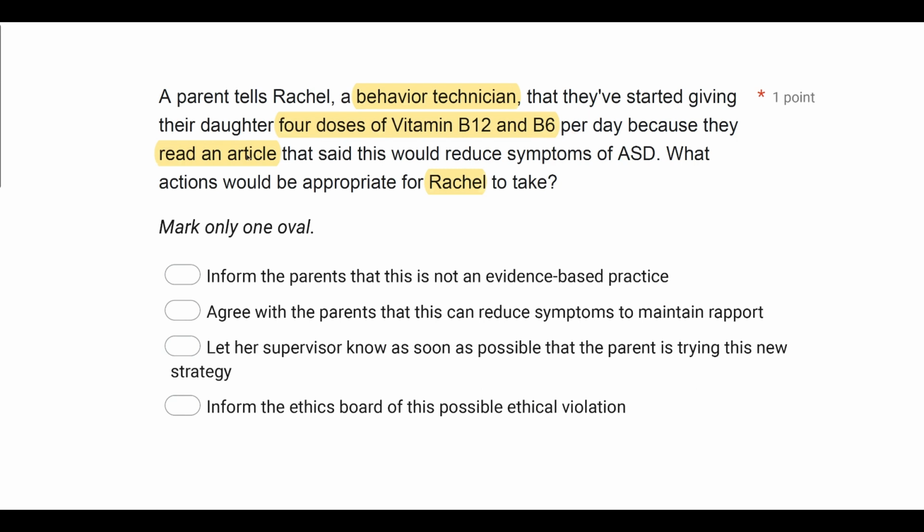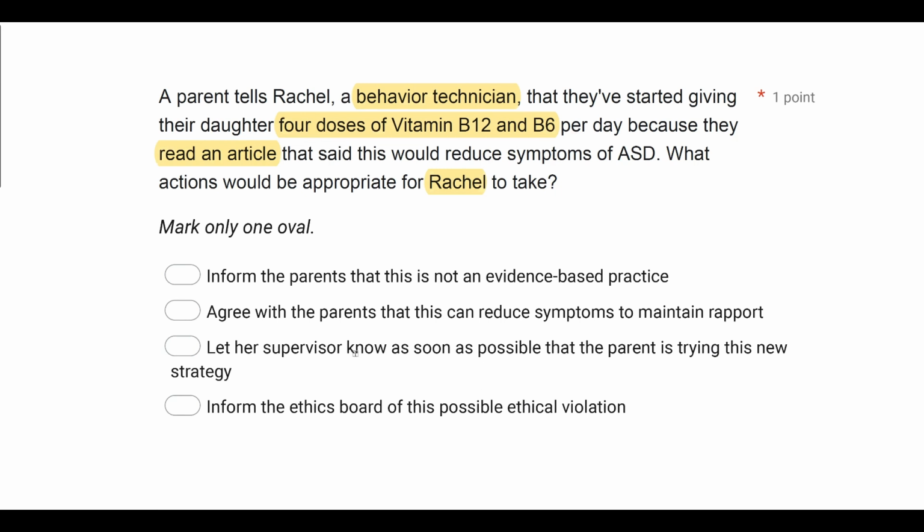So what does Rachel need to do in this situation? A, inform the parents that this is not an evidence-based practice. Even if Rachel knows that for sure, it's not Rachel's place to say. So Rachel should not do that. B, agree with the parents that this can reduce symptoms to maintain rapport. Rachel does not want to lie to the parents or try to pass it off as she knows just to maintain that rapport. Rachel should be very non-committal, right? She should just say okay or listen, but she should not agree one way or the other. It's not Rachel's place. What Rachel needs to do is C, let her supervisor know as soon as possible that the parent is trying this new strategy.